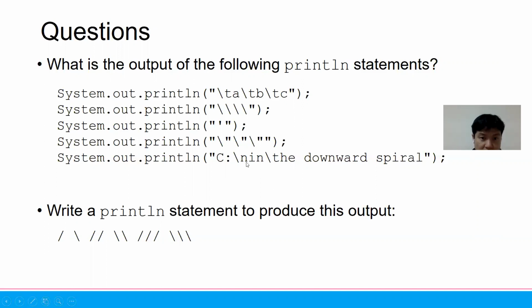backslash n. So backslash n is going to write a new line. So C colon and then go to the new line in backslash t. So we have the space, several spaces or a tab, and then the downward spiral.